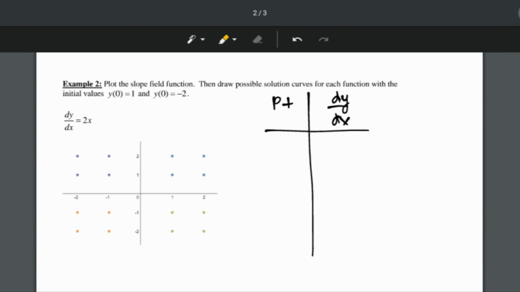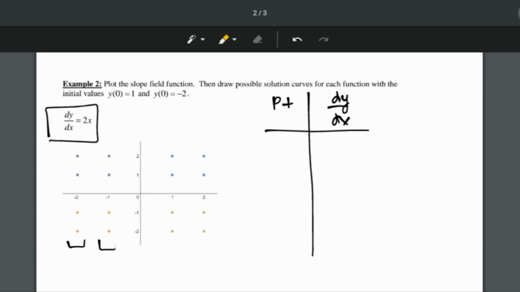All right, and this one's interesting. All right, this derivative or differential equation only has an x in it. So think hard about this, that if it only has an x, all the points that have the same x value are going to have the same slope. Y doesn't influence this at all. So basically each column, like this first column of points, they all have an x value of -2. They're all going to have exactly the same slope.